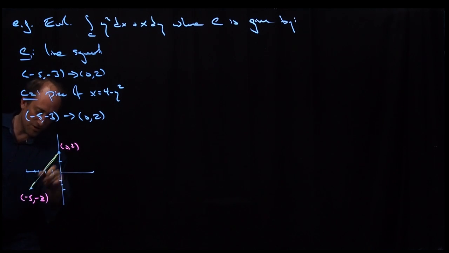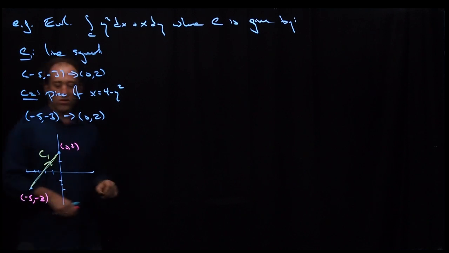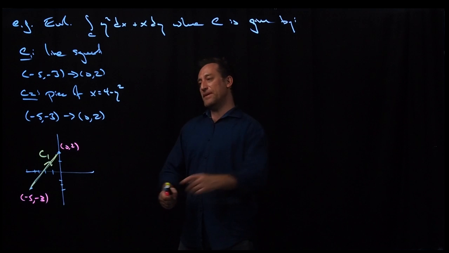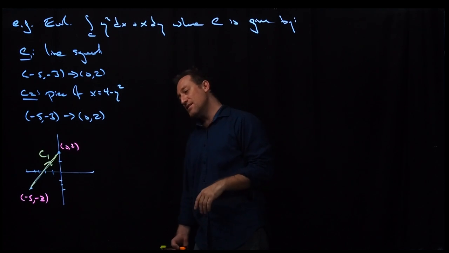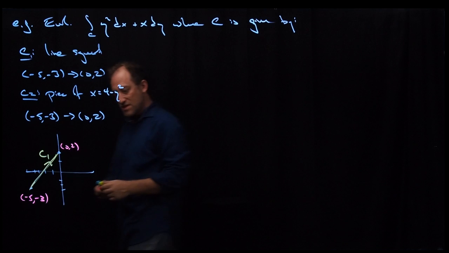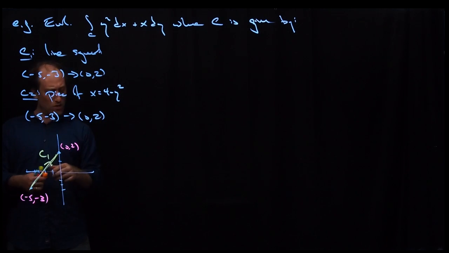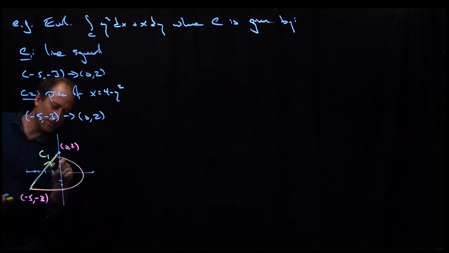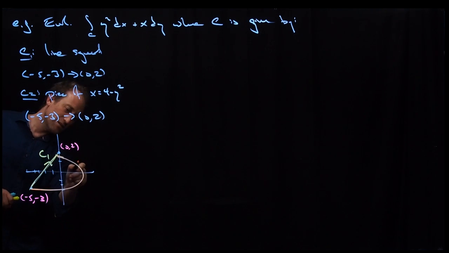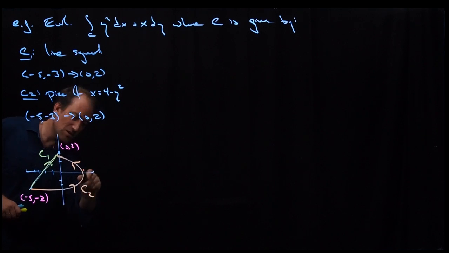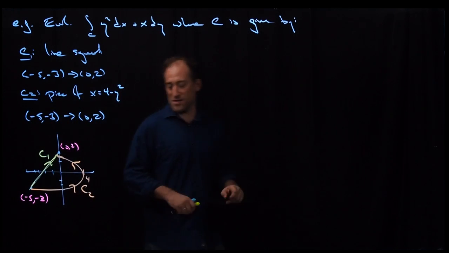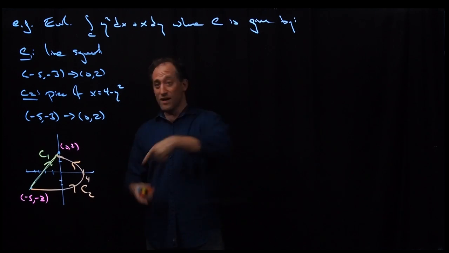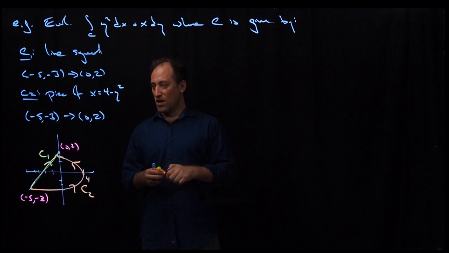So first, C1 goes that way. The second curve, C2, is a piece of a parabola opening along the negative x-axis with intercept, I guess, 4. So it will look like, oh, I just missed it. There. So here is C2, and there's the x-intercept 4. So the task, on the one hand, is to evaluate along C1, and on the other hand to evaluate along C2.